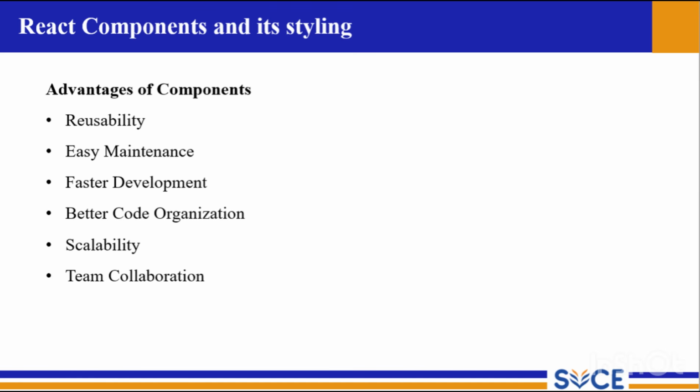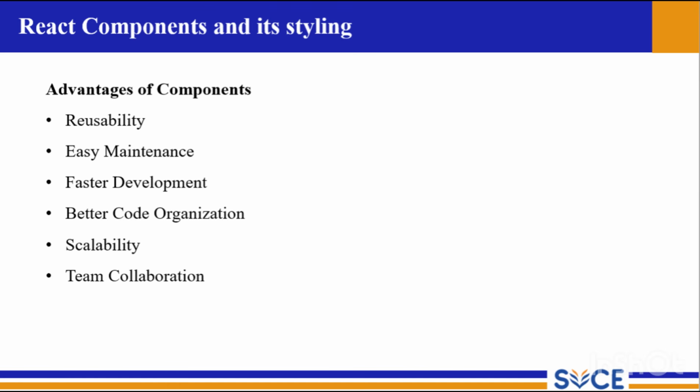Another major benefit is easy maintenance. Large applications may contain hundreds of components. If every element, such as buttons, headers, footers, navigation bars, or login forms, is written separately on every web page, maintaining the application becomes extremely difficult. Reusability also improves consistency across the application.